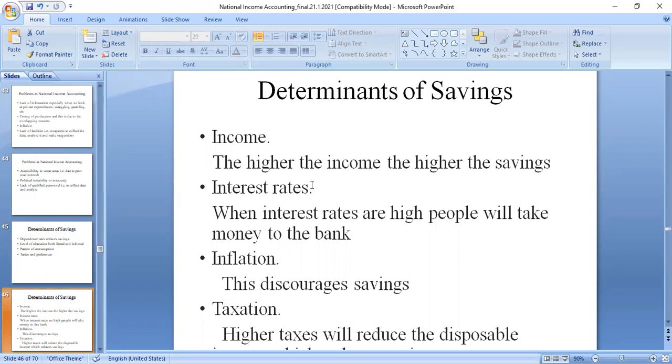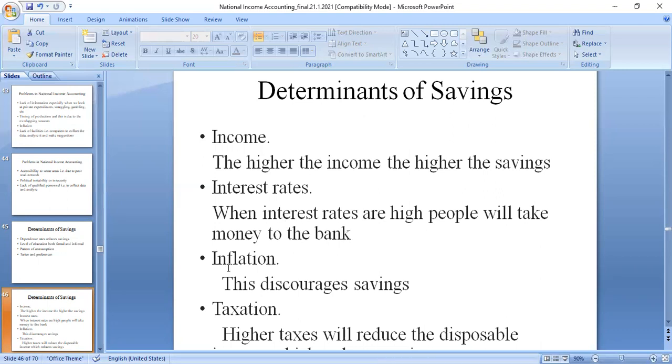Then the interest rates, right? We are looking at interest rates in terms of when you save your money in the bank and that money gains interest on it. So when you save your money in the bank and there is high interest that you're gaining on that money, of course, your savings rate will increase.